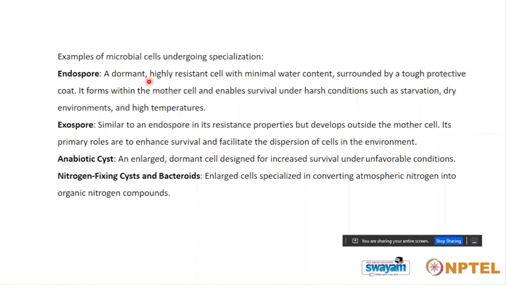Basically, the endospore forms within a mother cell, which can survive under harsh conditions like starvation, dry environments, and high temperatures. This mother cell will protect the endospore from the harsh conditions. Basically, during unfavorable conditions, this endospore is formed. And another class is exospore.